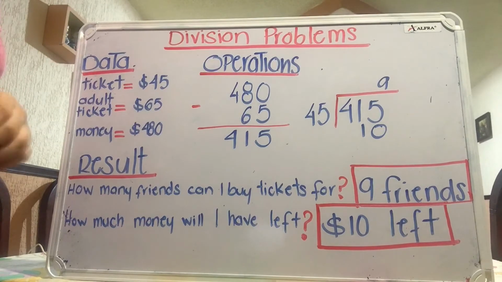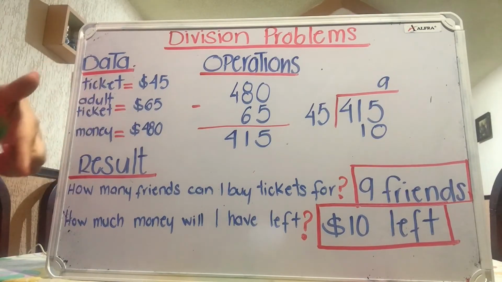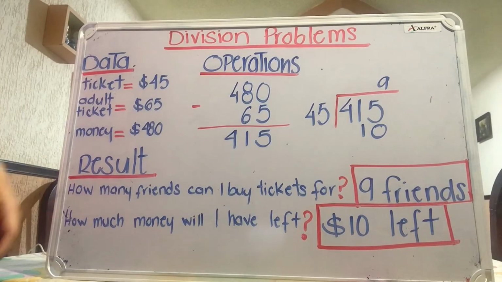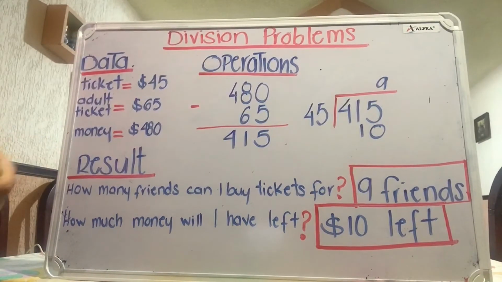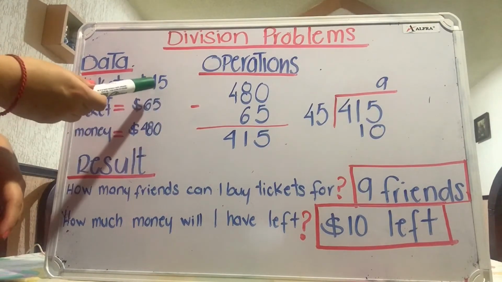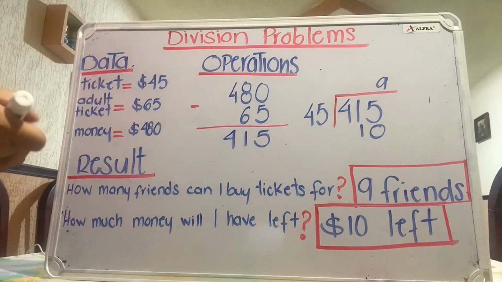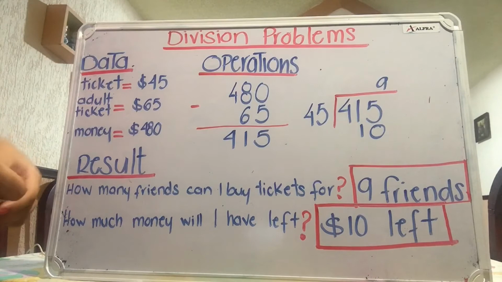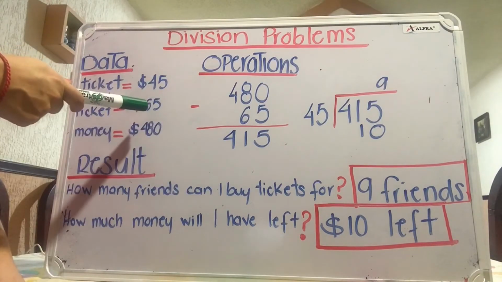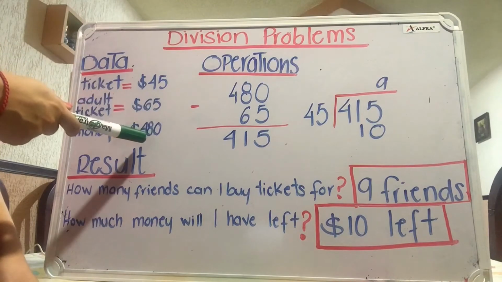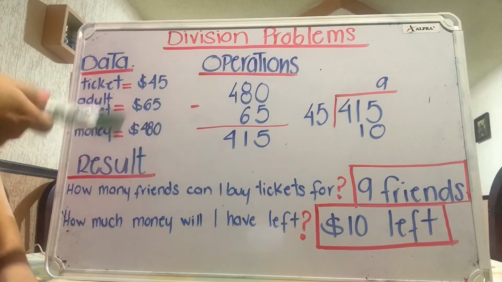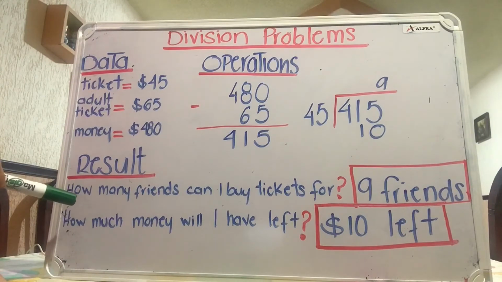Division problems is a very easy topic, but anyway, let's analyze the problem in the example so you can solve the other problems by yourselves. The problem says, I decide to buy my friends some tickets to see a film. They cost 45 pesos each. My mom decides she wants to see the film too. Adult tickets are 65 pesos. I have 480 pesos. How many friends can I buy tickets for? And how much money will I have left?